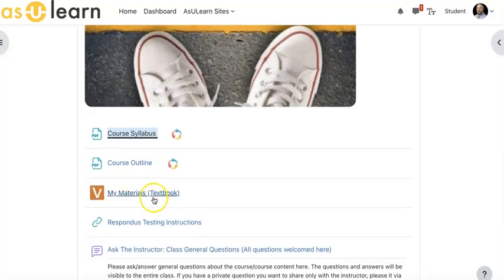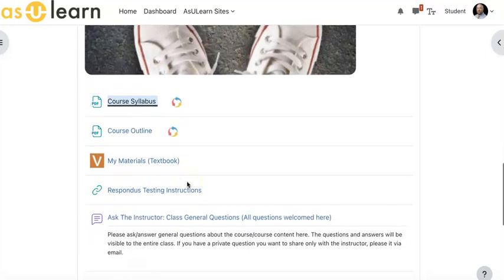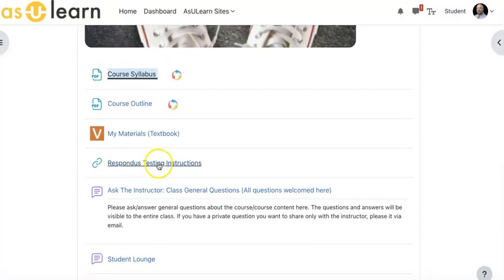So again, this is another area for your materials. Respondus testing instructions. If you have not downloaded the Respondus onto your computer, it's a web lock browser basically, where you can't open up any other pages once you've started this lockdown browser for the testing.